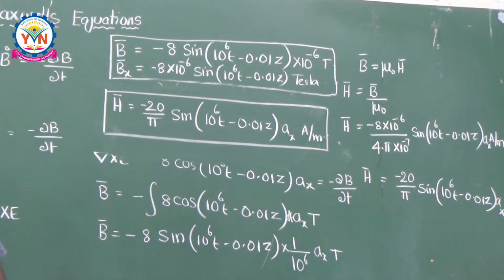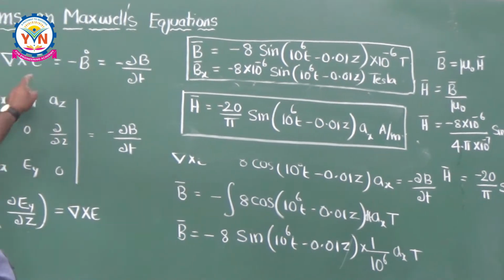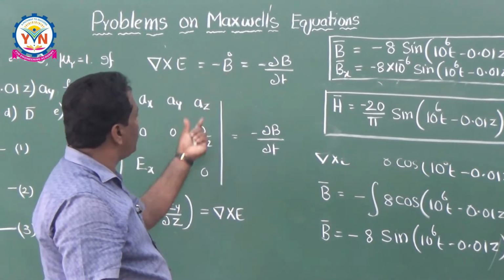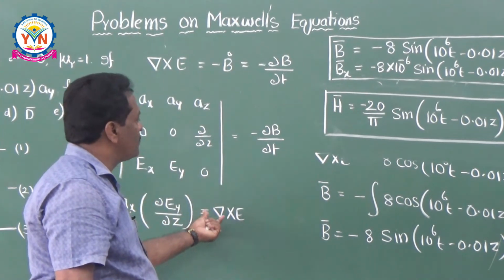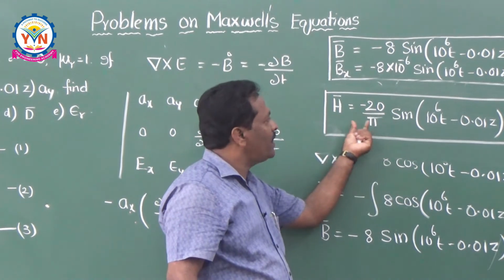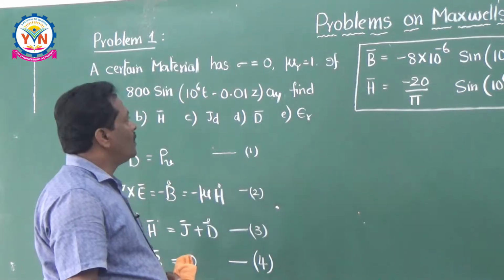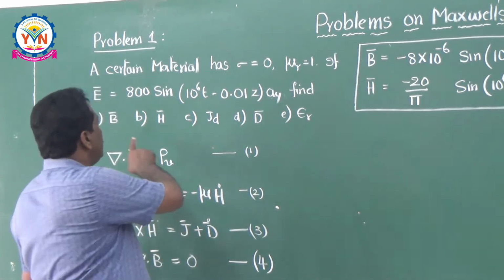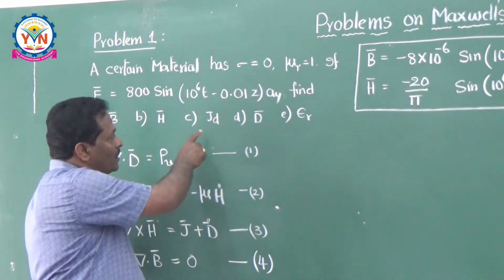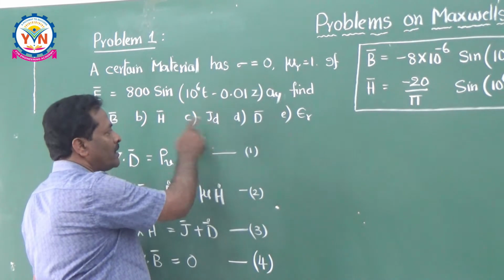Okay. So I hope you understood this. Just from this equation, del cross e is equal to minus dB by dt, we first calculated b. From b you have calculated h because you know the relation between b and h. Now let us continue for the other parameters. So we have calculated b bar and h bar. Now we are going to see how to calculate this JD, displacement current density.